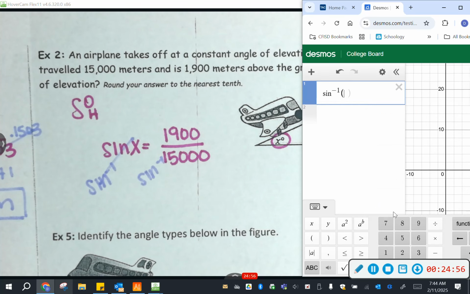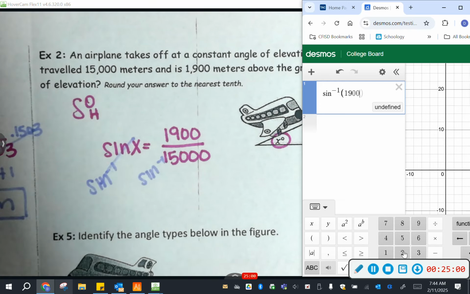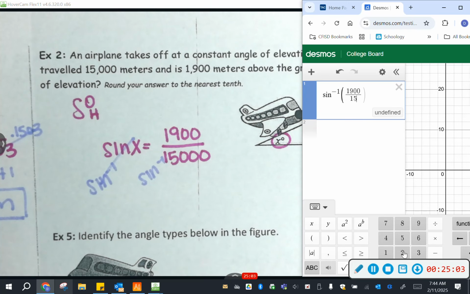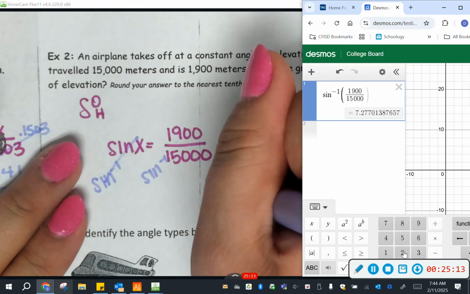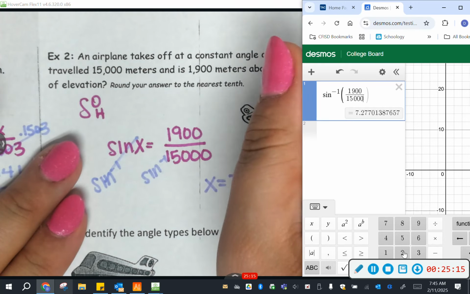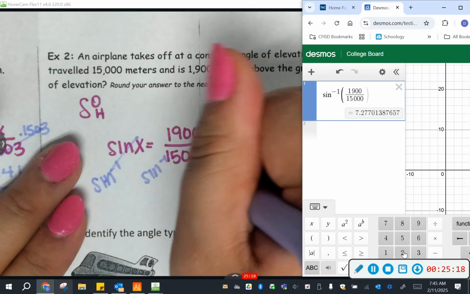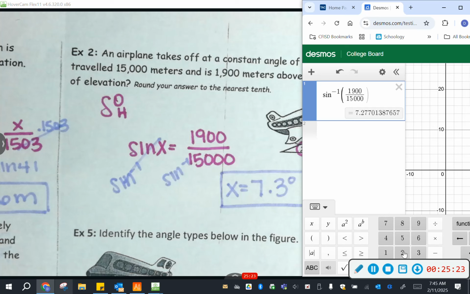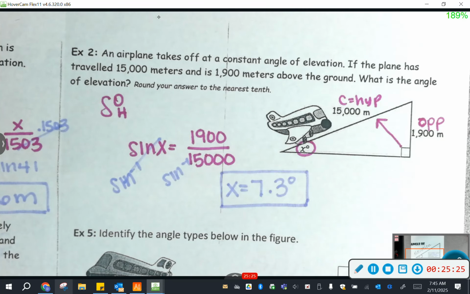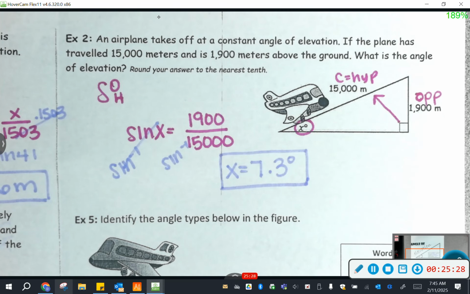So inverse sine of 1900 divided by, what is it, 15,000? Make sure you have the right amount of zeros. Yeah, I got undefined. You probably messed up some zeros somewhere. So what is x? 7.2. 7.3 degrees. Does that make sense? Anytime you're looking for the angle, you're doing inverse.